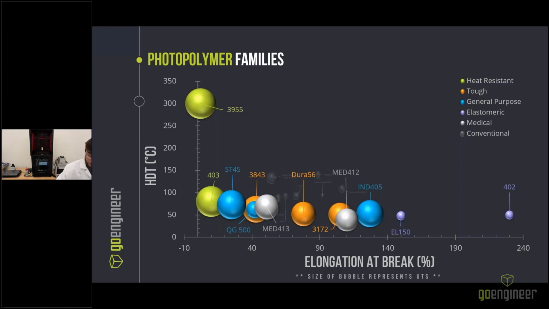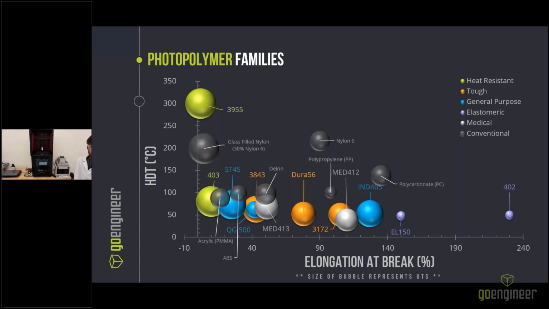To round things off, I've included some of our conventional manufacturing materials that you and I are more familiar with. Looking in the bottom left-hand corner, working to the right, we can see acrylic, ABS, Delrin, polypropylene, and polycarbonate. As it stands today, there is no one-to-one match for any of these materials, but that does not mean that one will not come in the future.